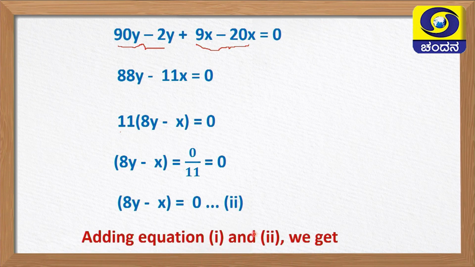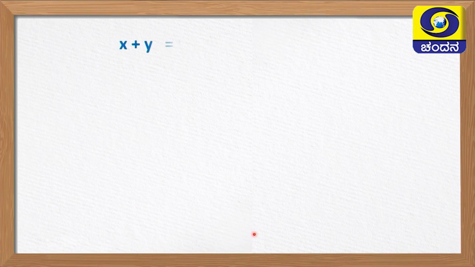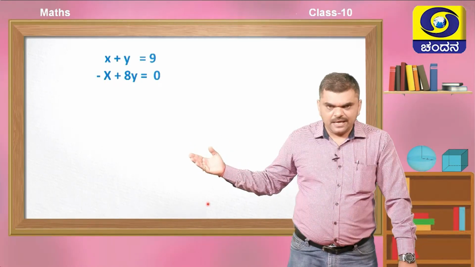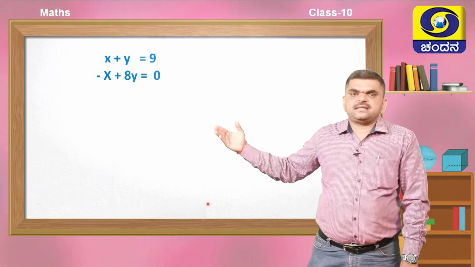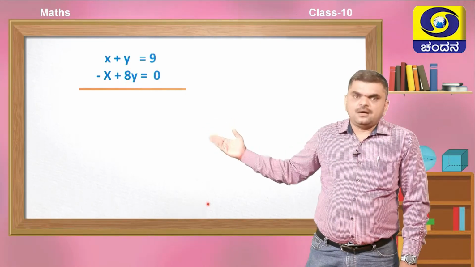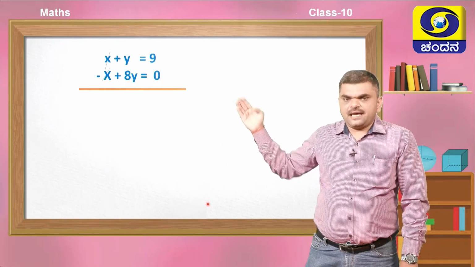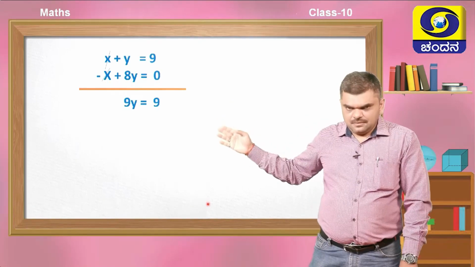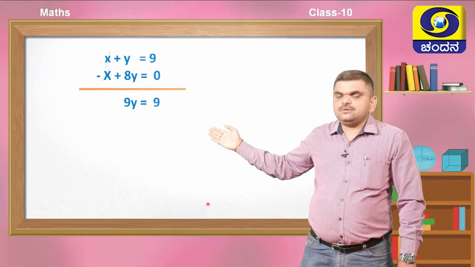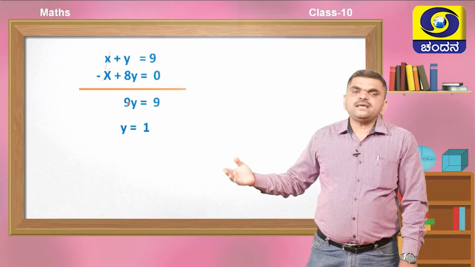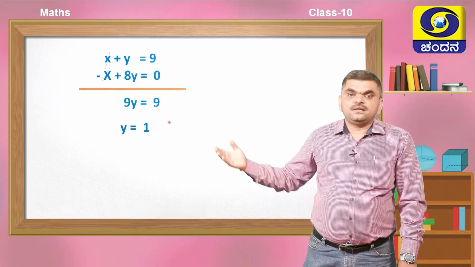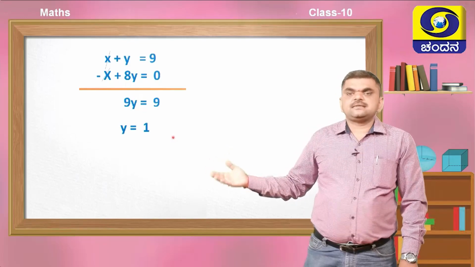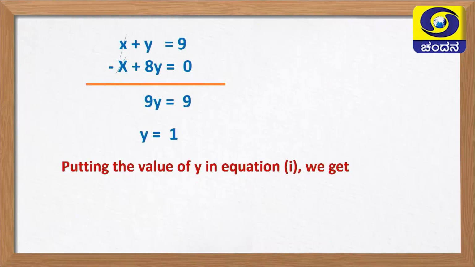We get two equations now. By adding these two equations, what do we get? x plus y is equal to 9, minus x plus 8y is equal to 0. On adding, I will get x and x cancel, 8y plus 1y, that is 9y. 9y is equal to 9, y is equal to 9 divided by 9, that is 1. So, I got the value of y as 1.